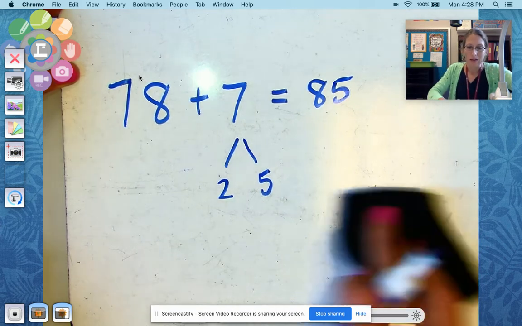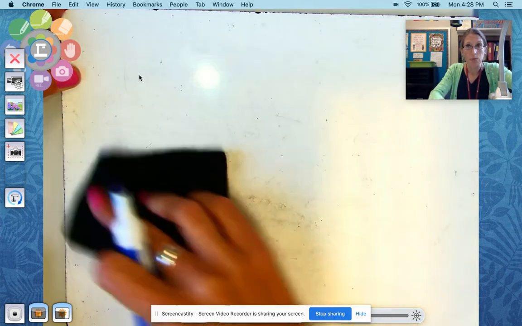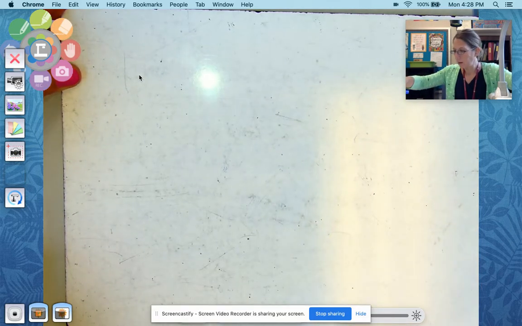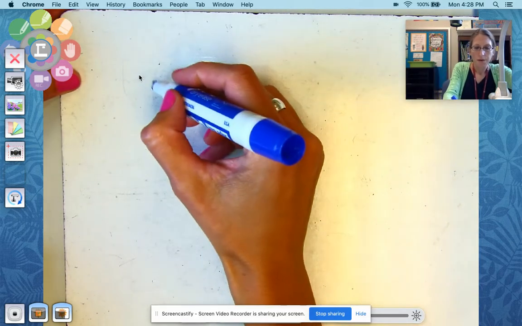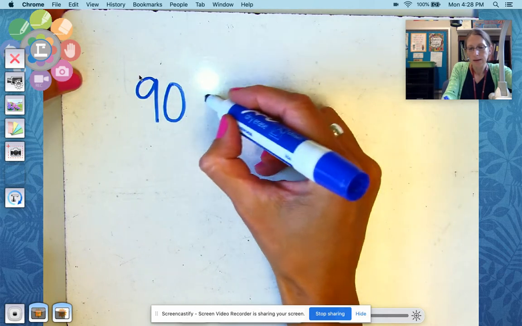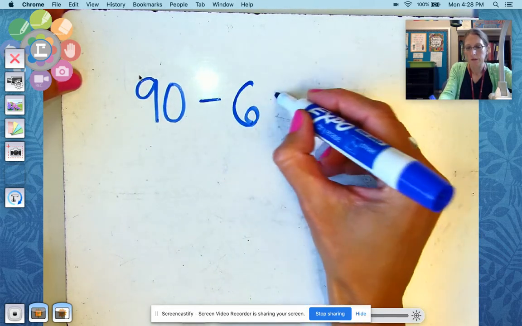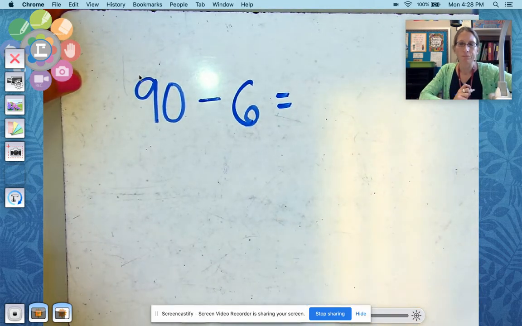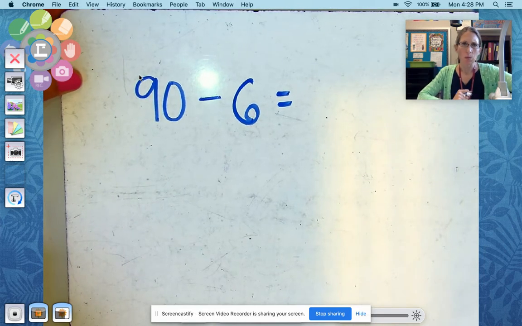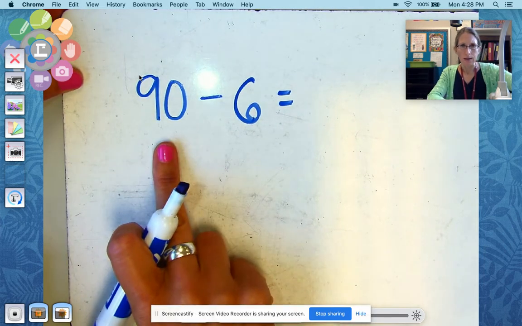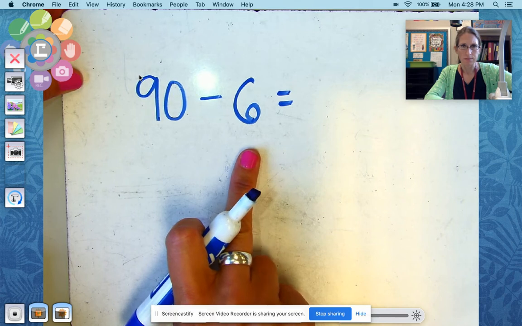Okay, let's try a couple where we subtract. Now, this is a little different. What if we had 90 minus 6? Hmm. Now, how could we think of this one? Let's see. 90 minus 6.